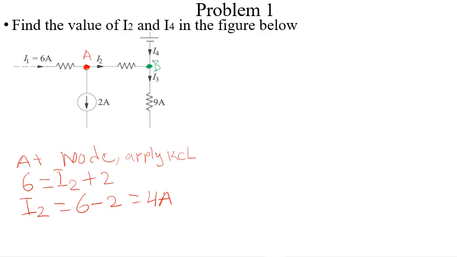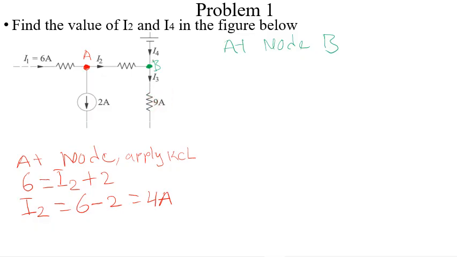So we now come and also find the value of I4. At node B, let's look at all the currents that are entering. Realize that I2 is entering at node B and I4 itself is also entering. It's only I3 that is leaving, and they've given us the value of I3 as 9 amps.